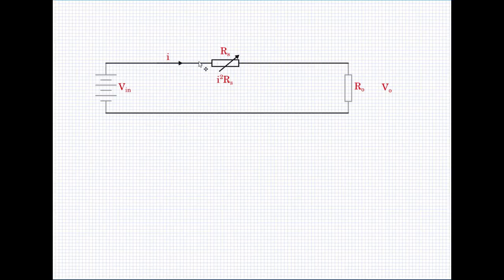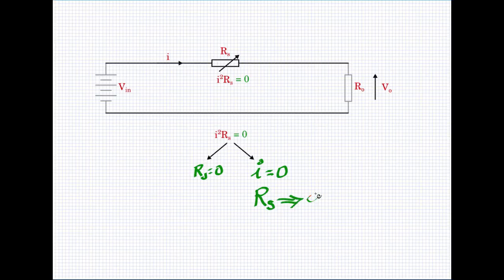Now, our interest is to see that the drop in the series element is zero. How do you make that happen? We can make I squared RS equal to 0 in two ways. One is by making RS equal to 0. RS can be made equal to 0. In another way, you can make I equal to 0. Now I equal to 0 implies RS tending to an infinite value.